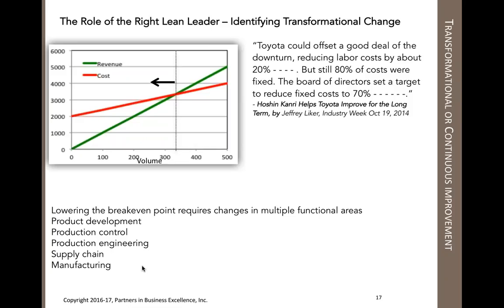Now, for those of you who are familiar with the automotive industry, that's a fairly significant challenge to pose. Reducing fixed costs is not an easy thing. So on the left-hand side, if you look at those two lines, the green line is the revenue line, which in most cases cannot move.